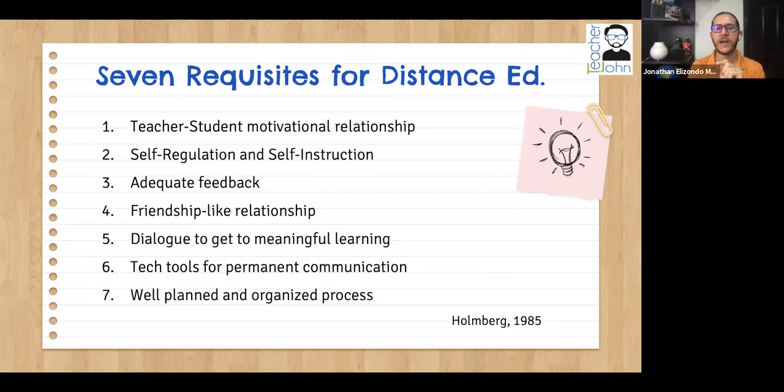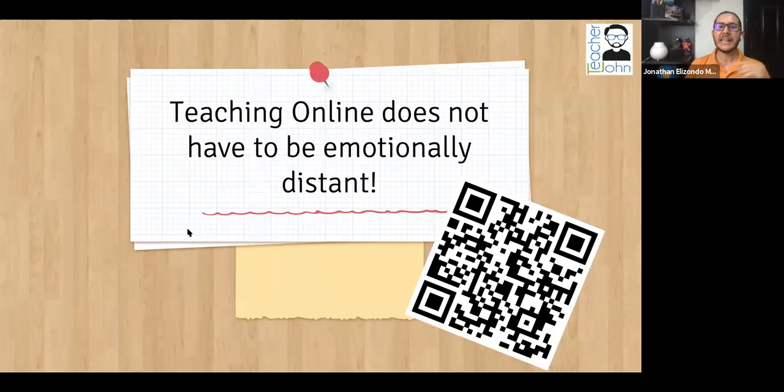We are not talking here about 2000 or 2010 when we had WhatsApp and Instagram and Facebook. We are talking about tech tools for permanent communication, meaning the phone, or letters as technology as well, okay? Now, teaching online, and this is one of my mottos, and what I think of every time I am going to start a class: teaching online doesn't have to be emotionally distant.